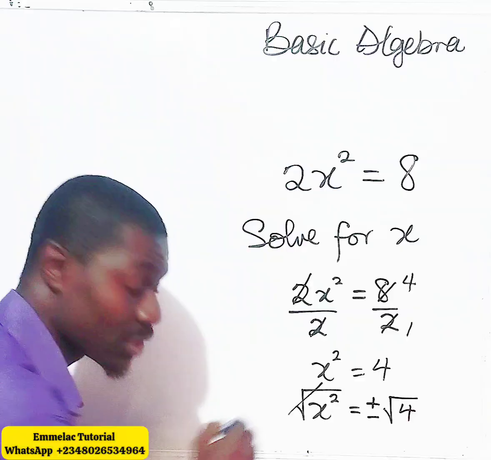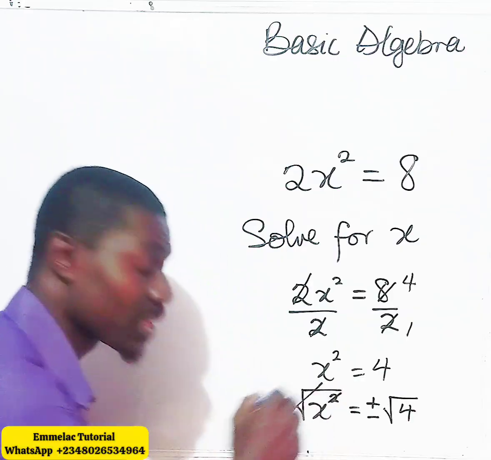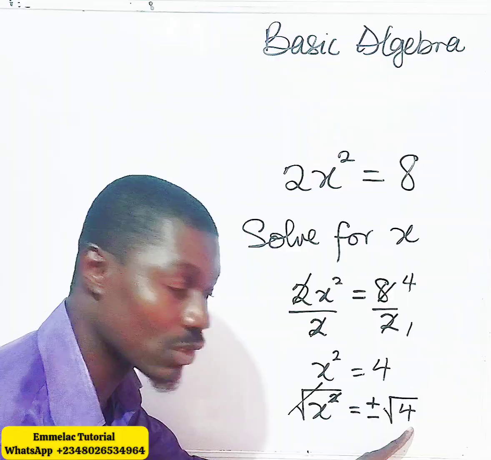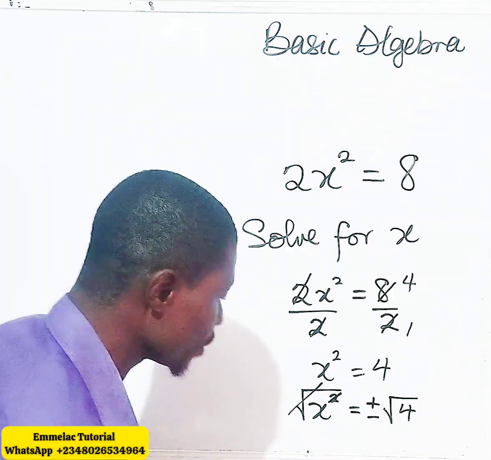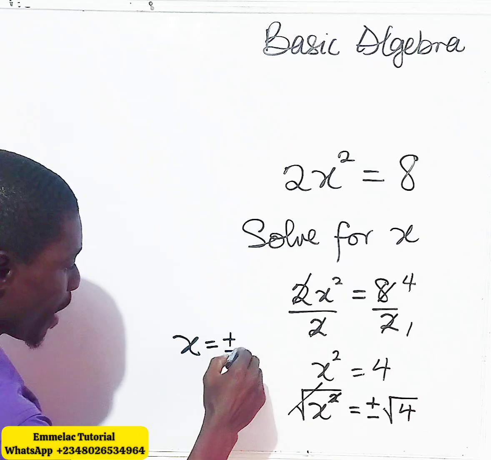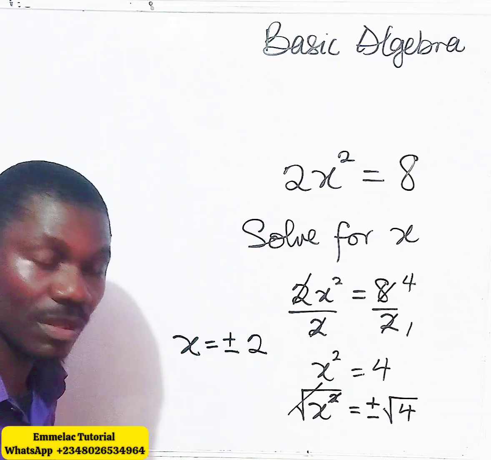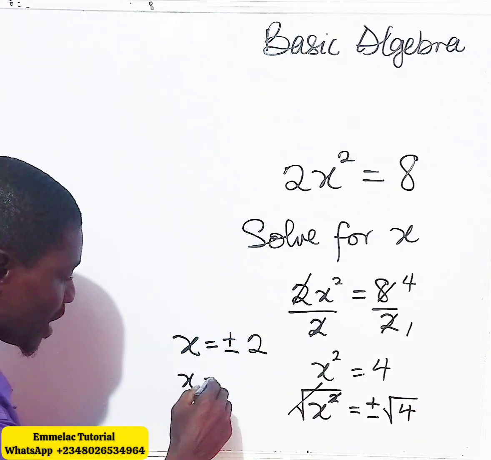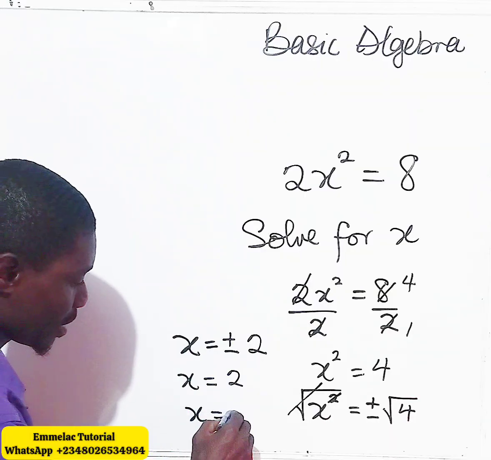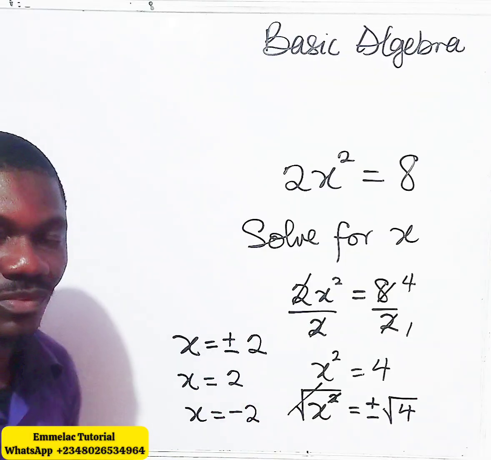So this root here eliminates this exponent. And here the root of 4 is 2. So our x equals plus or minus 2, which implies that x is either 2 or x is negative 2.